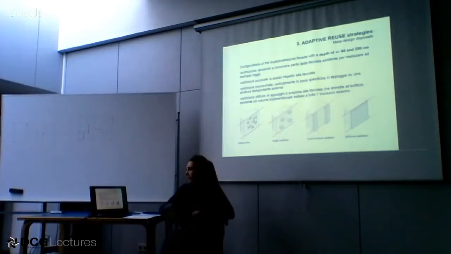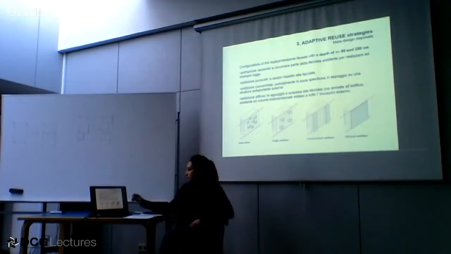The first one in reality is a subtraction. So we go inside the surface of the existing facade to add exterior elements. And this subtraction, as we will see later, will make you gain some surface that you can locate in other places of the building. Then you can have single addition in specific points, concentrated addition, or diffuse addition all along the entire facade.